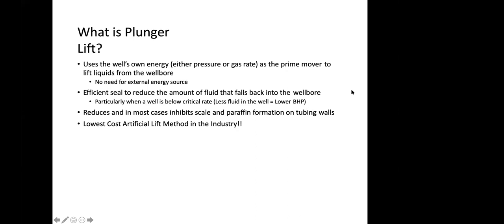Basically what we're trying to do, and I talked about with the bucket, is find the most efficient seal we can get to get that fluid better to surface. It also helps keep the tubing ID free from restrictions that can be caused by paraffin or scale. And one of the biggest benefits, if it benefits the well, is it's probably the lowest cost artificial lift method in the industry.